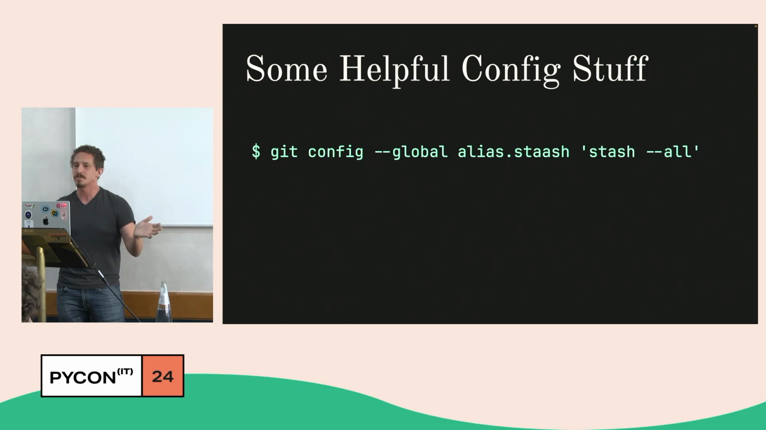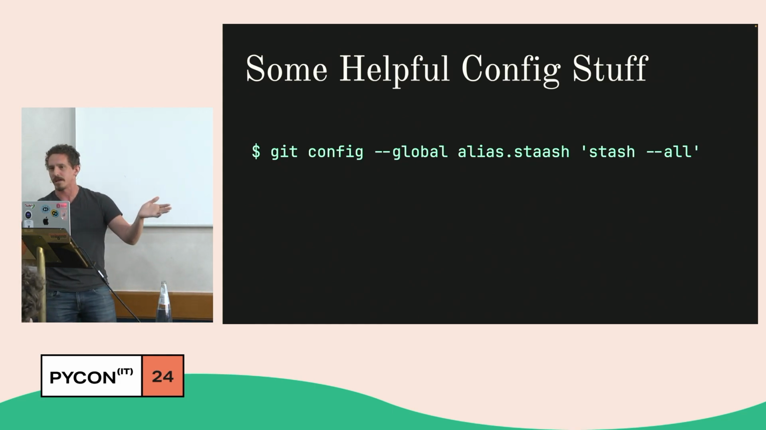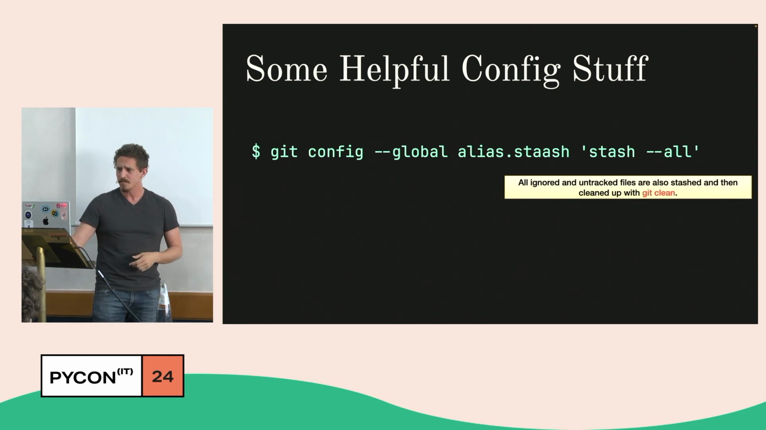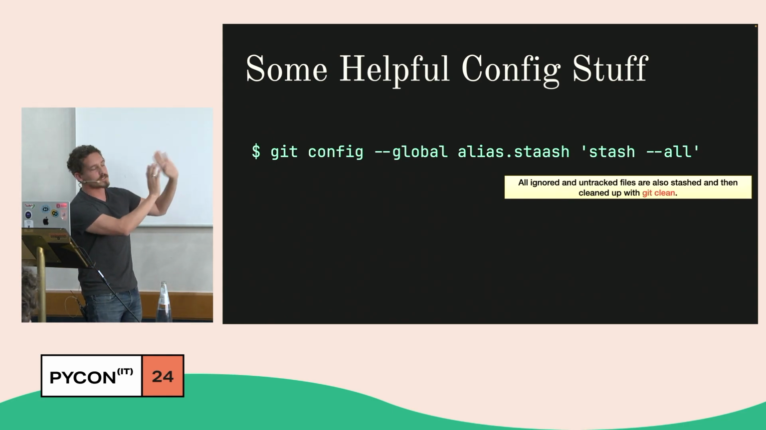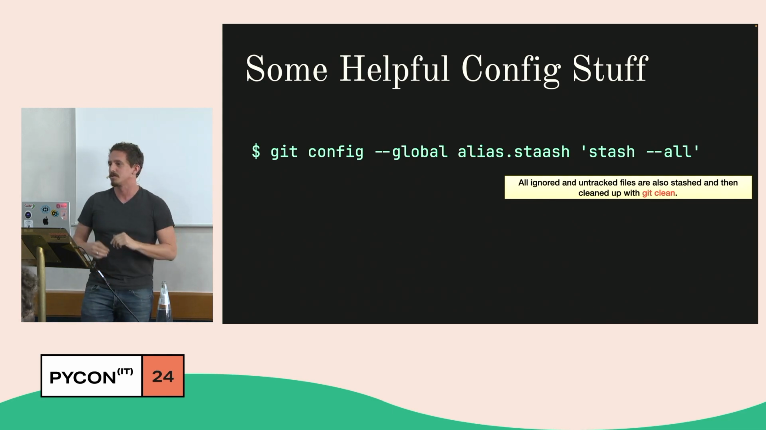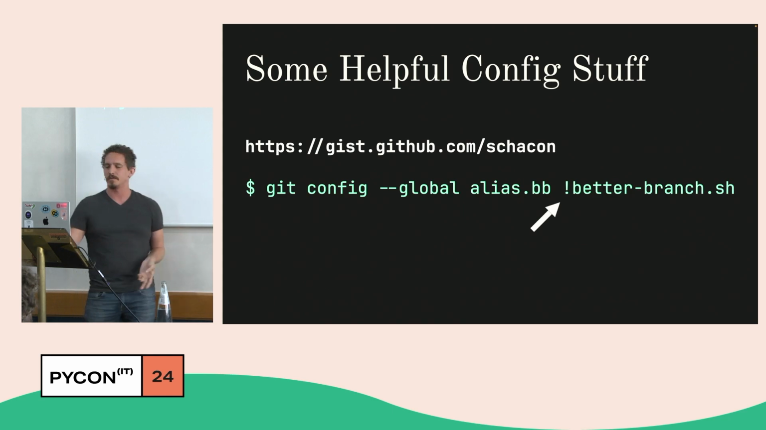So if you have things that you like using, you can set up an alias, and then it just sort of expands that alias out as though it's a git command. So in this case, stash dash dash all will do a slightly different version of stash, right? So if you like using that, you can set that up. But that runs for just about any of these command line options.